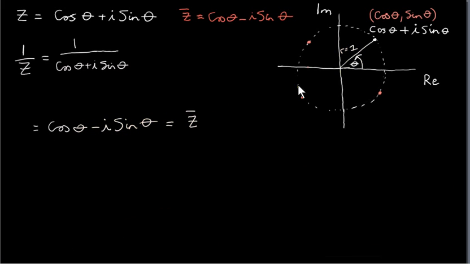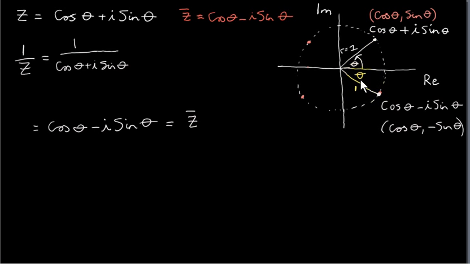Let's plot z bar on this Argand diagram. So the only difference between z bar and z is the sign of the imaginary part. The real parts are exactly the same, but the imaginary part changes sign. So our complex number is in this quadrant here. It's got by reflecting this complex number about the real axis.